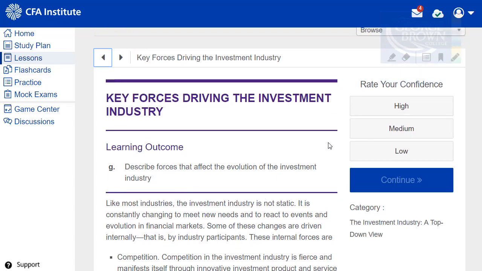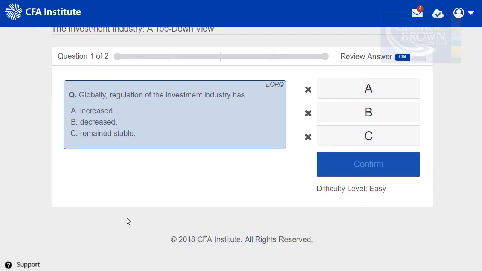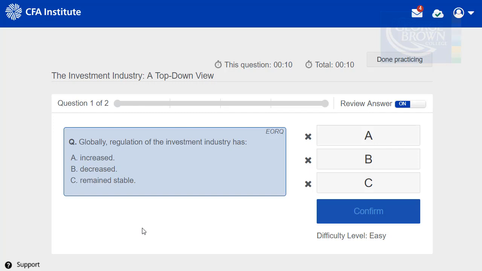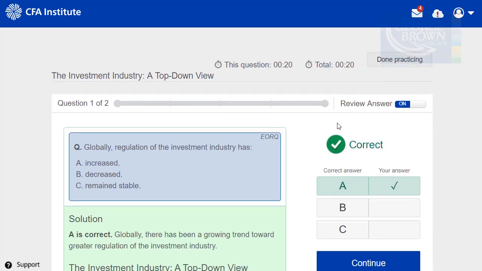Okay, so again, just a quick reminder that when I'm in a section, I can practice a related question. So globally, regulation of the investment industry has A, increased, B, decreased, or C, remained stable. Well, we know after the financial crisis in 2008 that there's been an increase in regulation of the investment industry. So I'm going to choose A. And yes, that is correct. Globally, there's been a growing trend toward greater regulation in the investment industry.